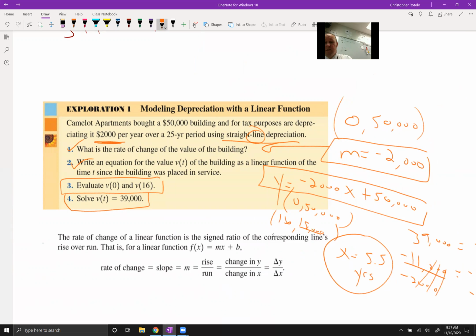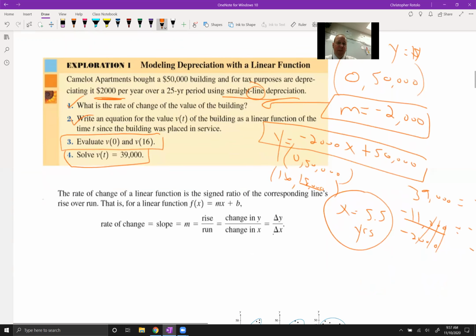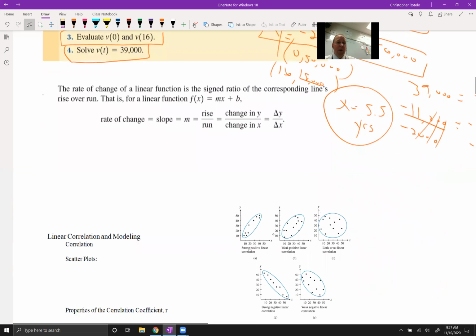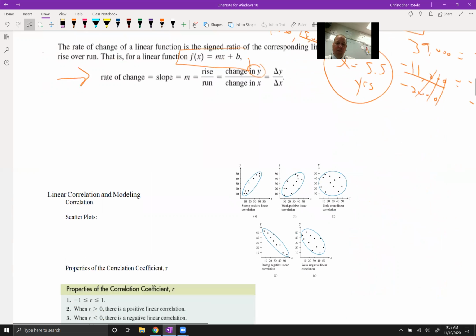So x being years and y being the price. And it's all based on the value that it was bought at for the whole thing. Okay. For tax purposes, you want your building to be worth less. All right, so slope m, rise over run. Remember, rise, the y-axis does the rising, so that's the easy way to remember those. And of course, we did have y equals mx plus b. All right, so we can use those.